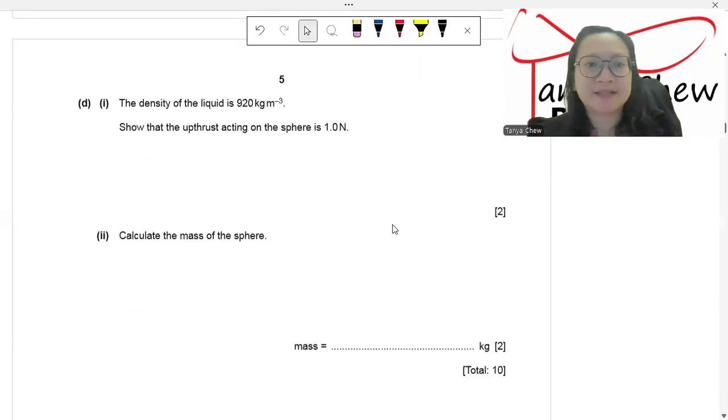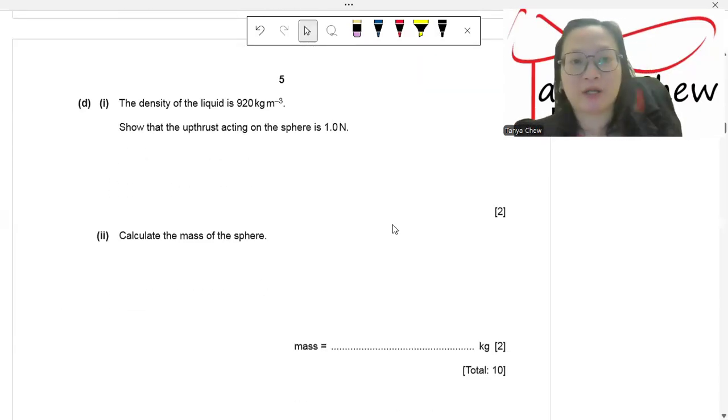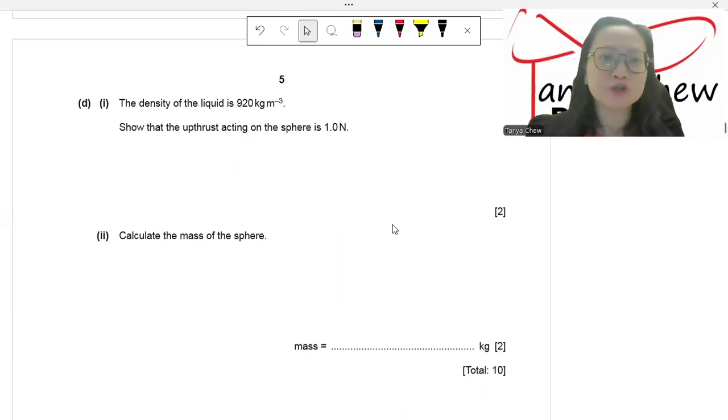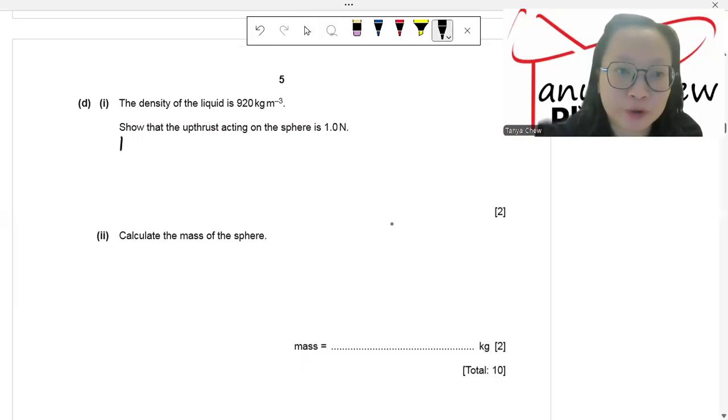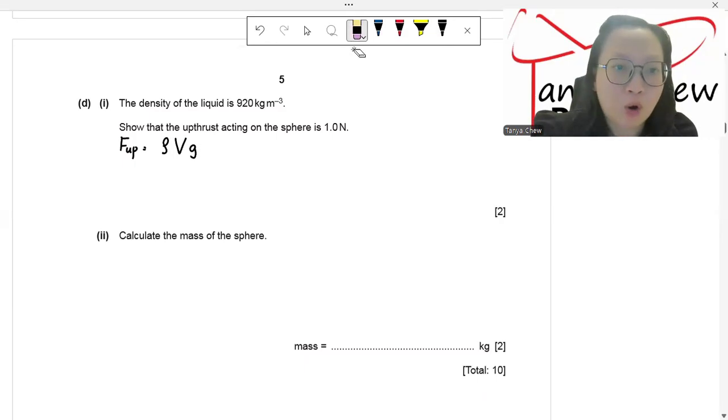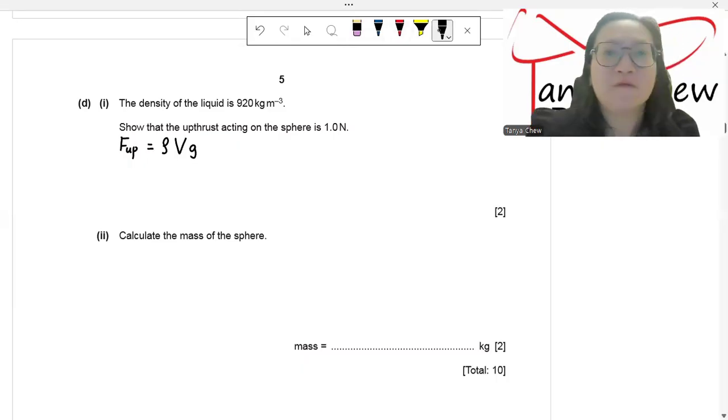Now D, density of the liquid is 920 kilogram per meter cube. Show that the upthrust acting on the sphere is 1.0 Newton. Now, do you still remember the equation of upthrust? I put F up is equal to rho Vg, where rho represents the density of the liquid, V represents the volume of the sphere, and g represents the gravitational acceleration.